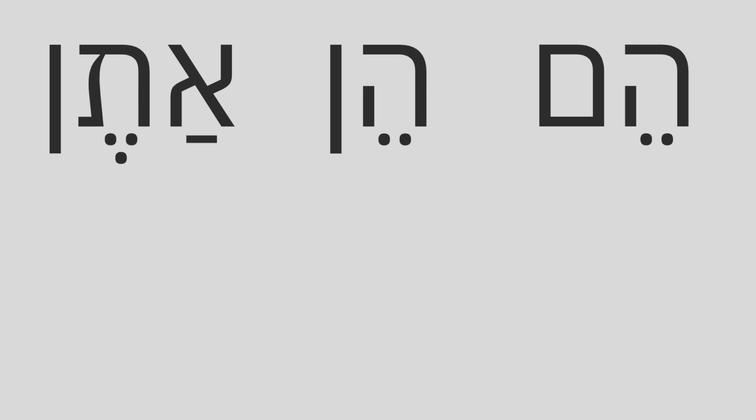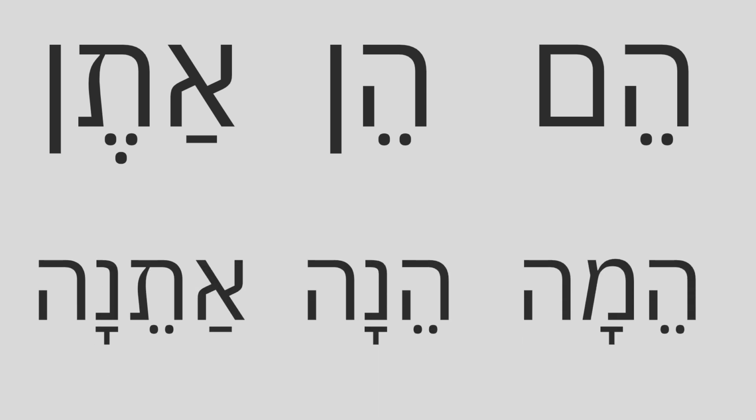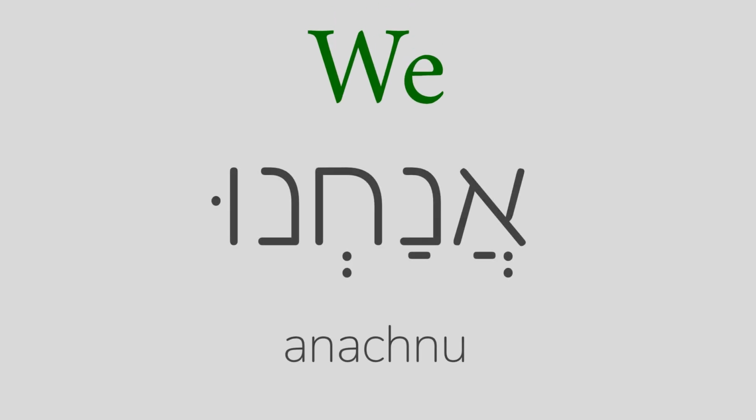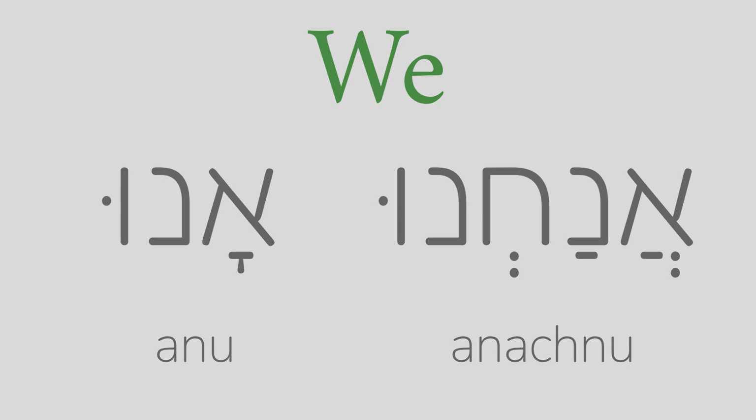These alternate forms are very similar to each other, since all of them just add a kamatz and silent hey on the end of their regular forms. Hem's alternate form is hemah, hen's is henah, and aten's is atenah. And in formal modern Hebrew, there are two words for "we." There's not just anachnu, but also anu. And that's all for today.